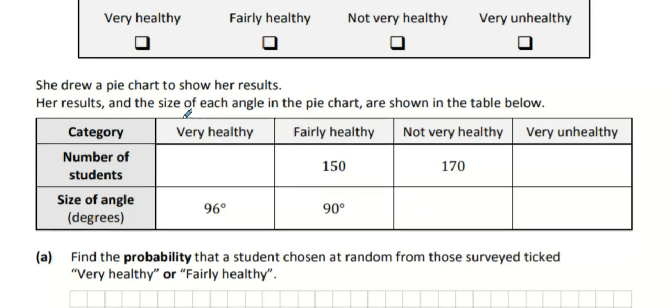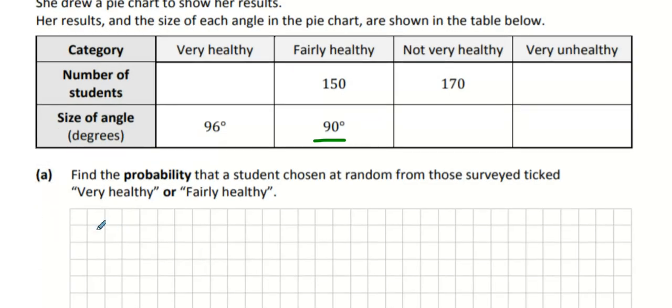Her results and size of angles in the pie chart are shown by the table below. So what we have is 150 students equals 90 degrees. This means 1 degree would be 150 divided by 90, which is essentially 5 over 3, and that's 1 degree.